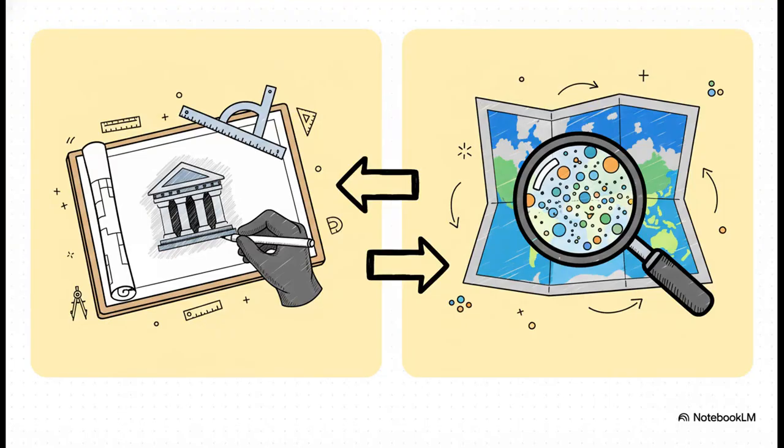At its core, architecture is a design process. It's about creating something new. GIS, on the other hand, is an analysis process. It's about understanding what's already there. They seem like polar opposites. So what in the world could possibly link them together?